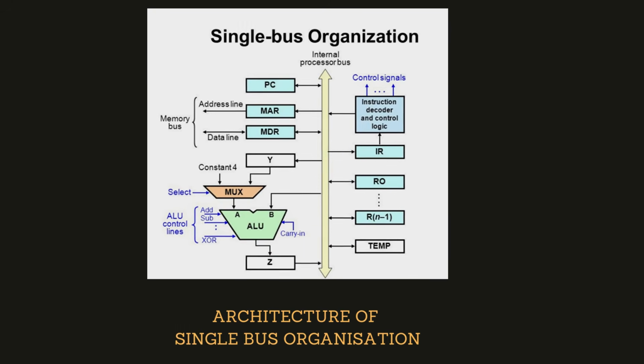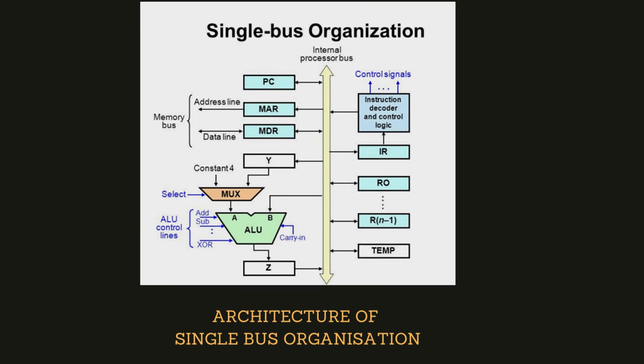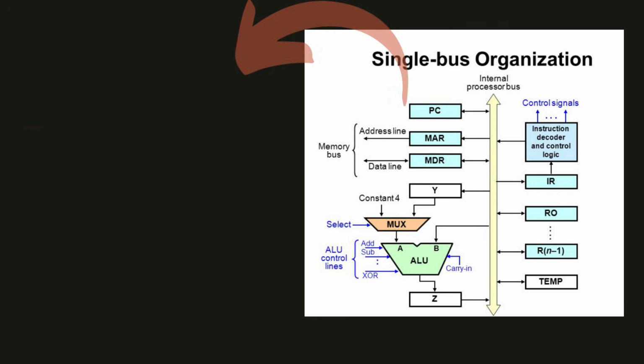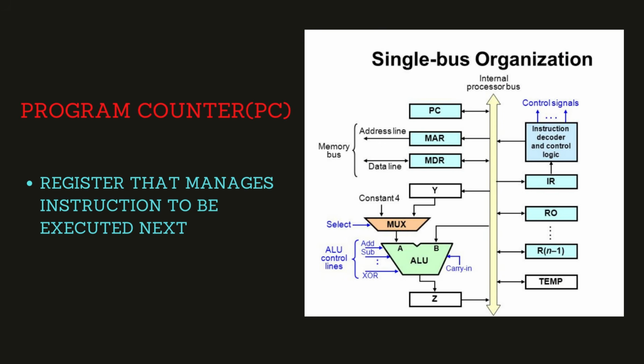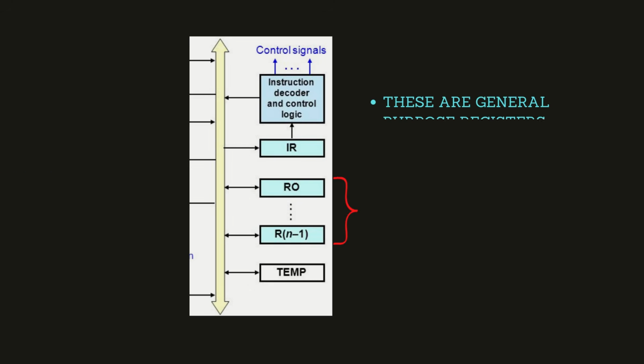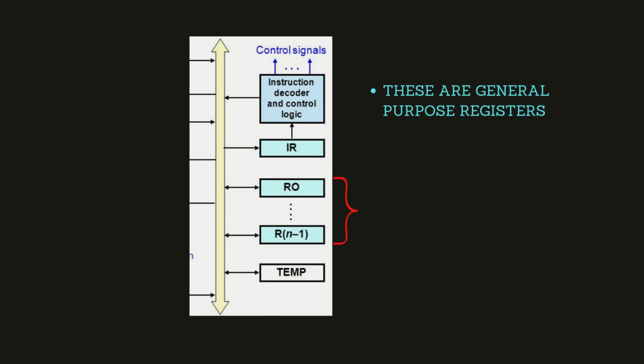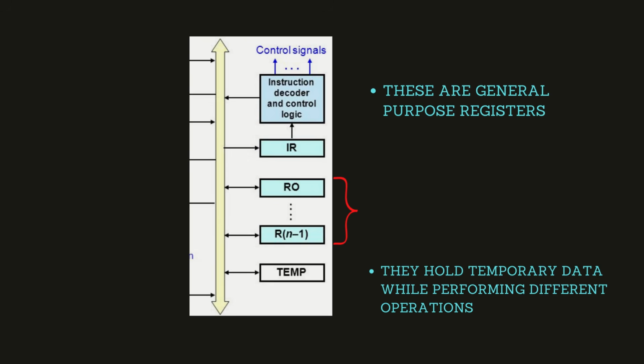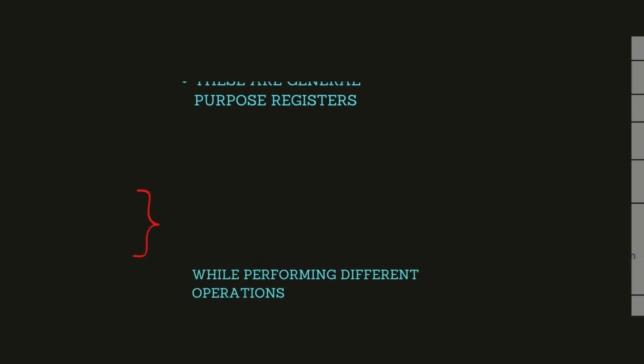This is the architecture of single bus organization that we are going to discuss. PC, that is program counter, is a register that manages the instruction to be executed next. Now R0 to Rn minus 1 are general purpose registers. They hold the temporary data while performing the different operations.